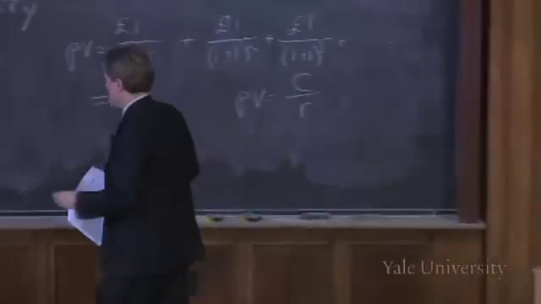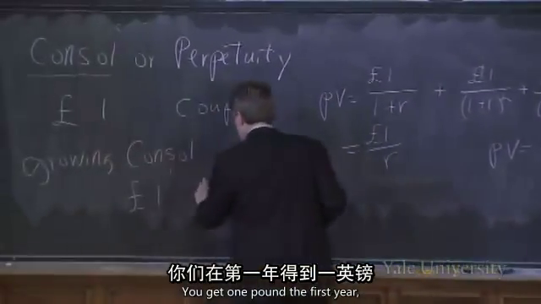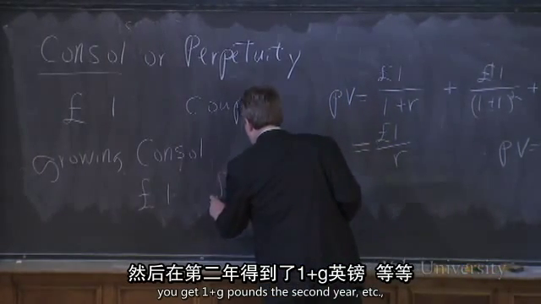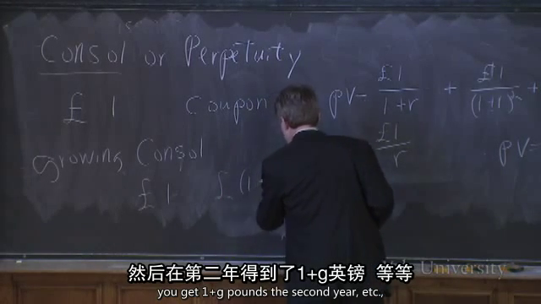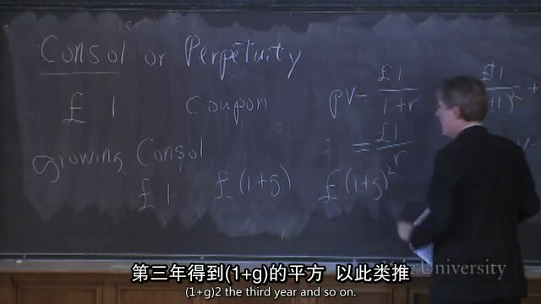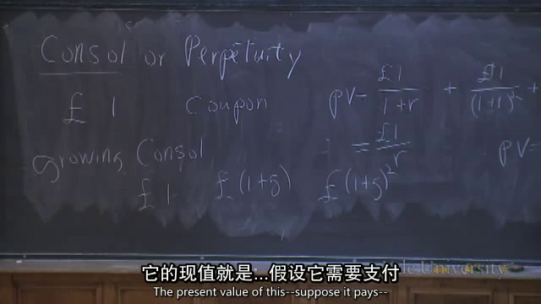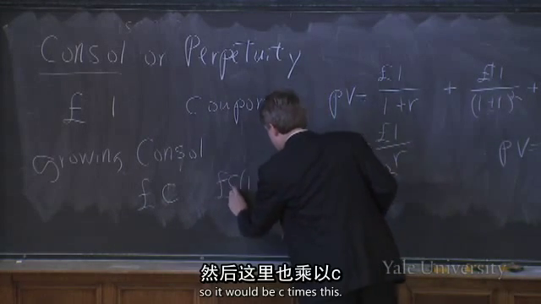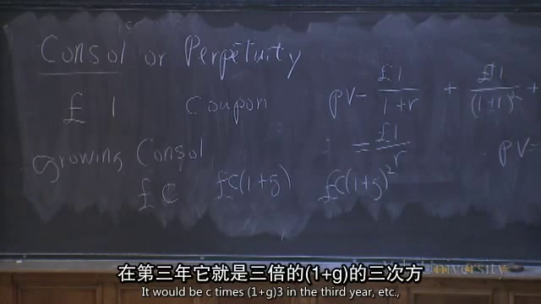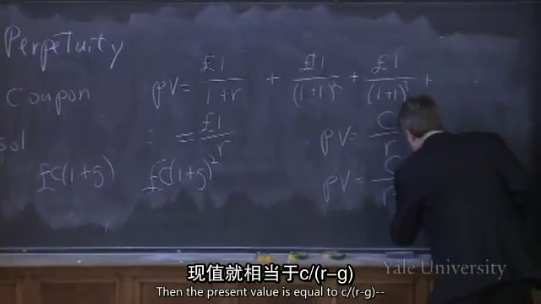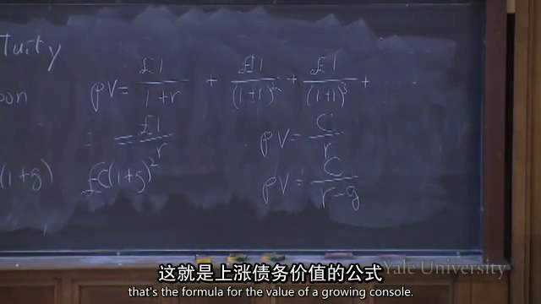All right? So you get 1 pound the first year. You get 1 plus g pounds the second year, etc. 1 plus g squared the third year, and so on. The present value of this, suppose it pays, let's say it pays c pounds each year. So it would be c times this. All right? It would be c times 1 plus g cubed in the third year, etc. Then the present value is equal to c all over r minus g. That's the formula for the value of a growing console.